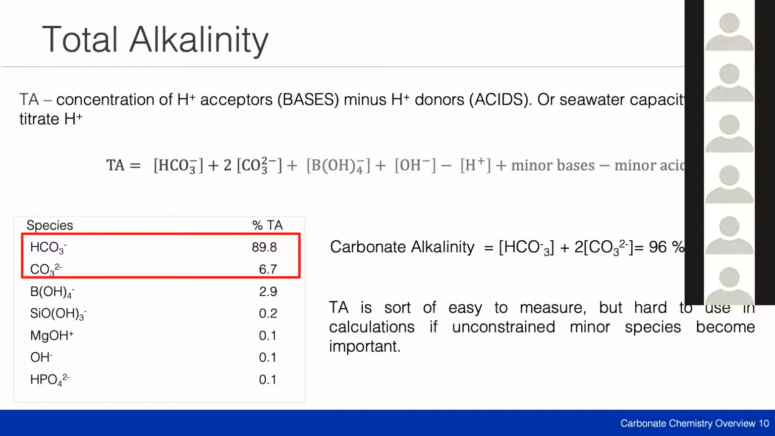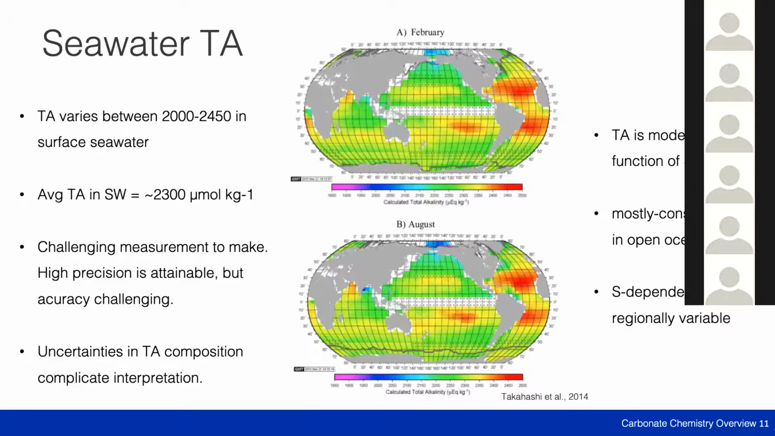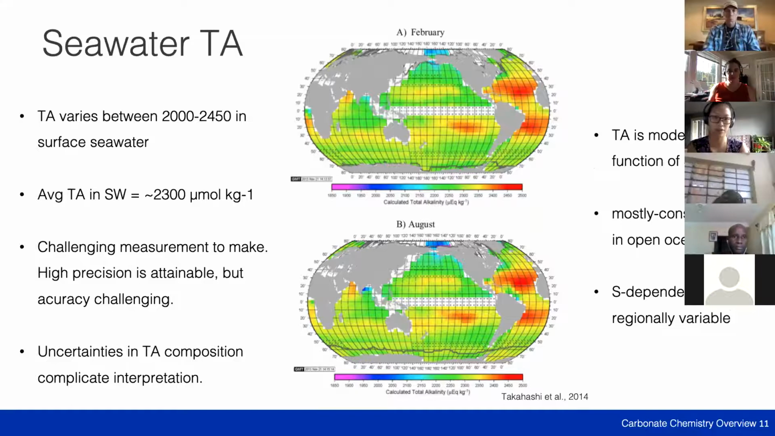The species that are below that red box in that table can be more important. Okay, next slide. So alkalinity in surface seawater varies between 2000 and 2450, and average alkalinity is 2300. It can also be a difficult measurement to make and difficult to do well.